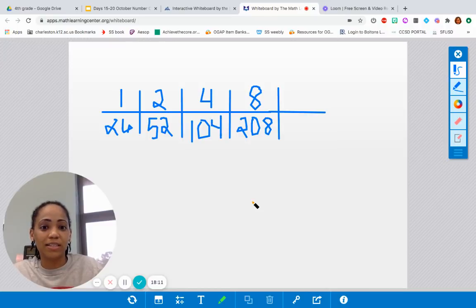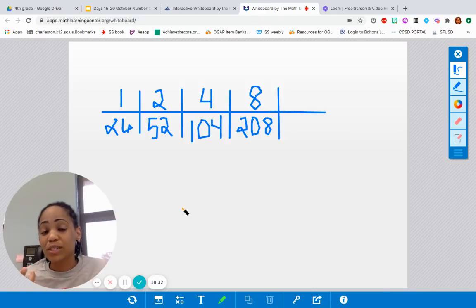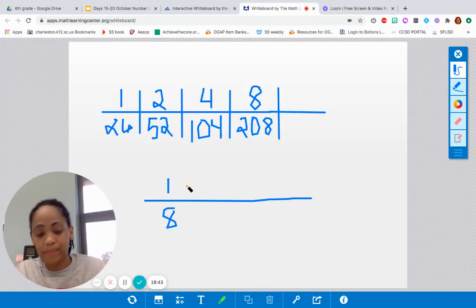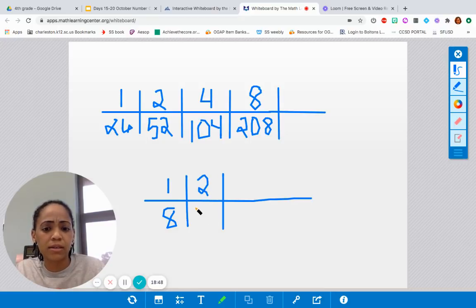Is there another way that you could have done it? Think about what we did with our 29, where we did 20 plus 9. Yeah, I could do the same thing. So maybe instead of having the top, well, here we did a number times 26. So 1 times 26, 2 times 26, 4 times 26. Maybe we would start with 26 and figure out that times 8. So in that case, it would be 1 and 8. See where I'm going with that? And then we would do 2. What would be next?